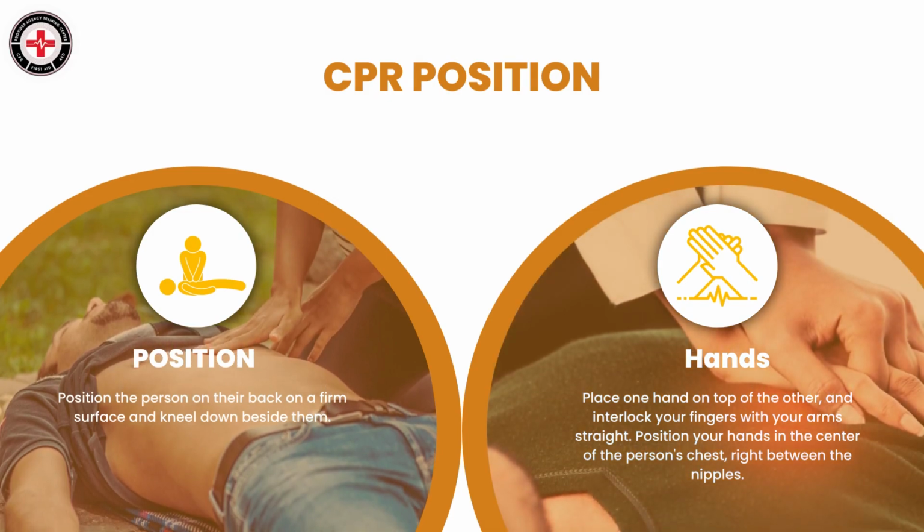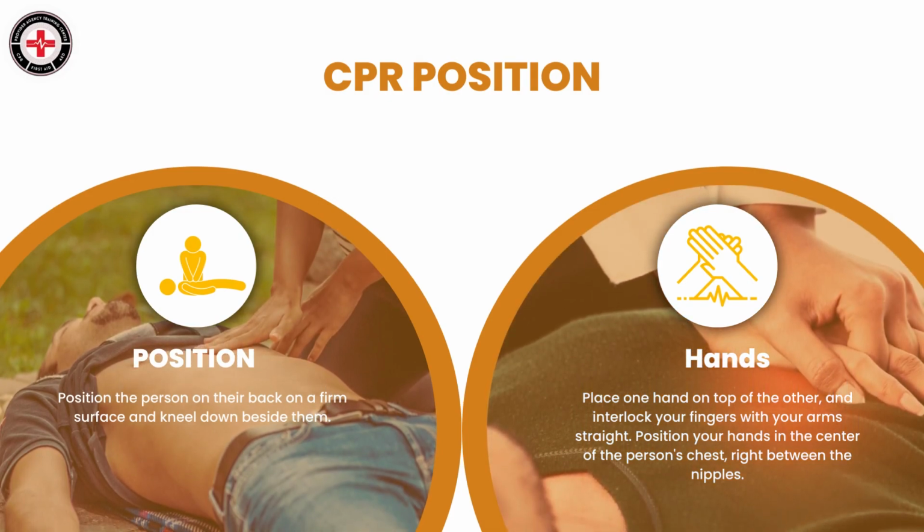Now, let's talk about CPR positioning. When performing CPR, it's important to make sure the person is lying on a flat and stable surface. This will provide a solid foundation for administering compressions and help ensure the person remains in a safe, secure position throughout the process. Begin by tilting the person's head back slightly to open their airway. Then use your hands to lift the chin and support the jawbone. This will help prevent the tongue from blocking the airway.